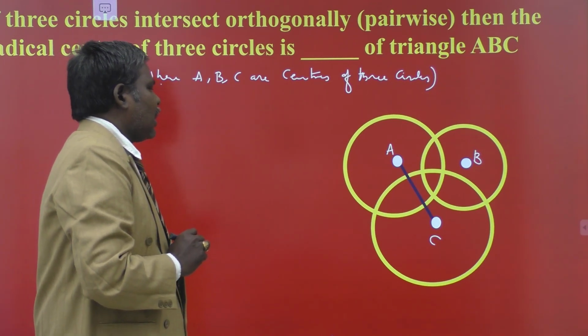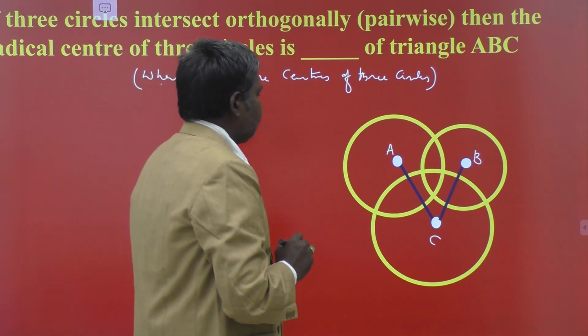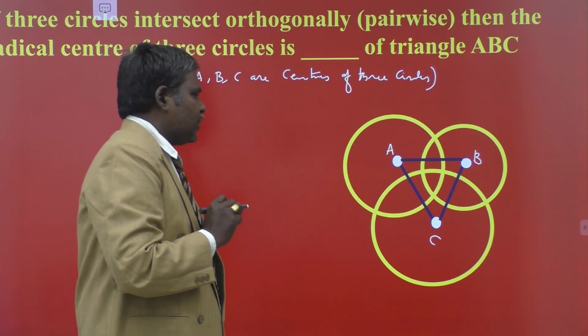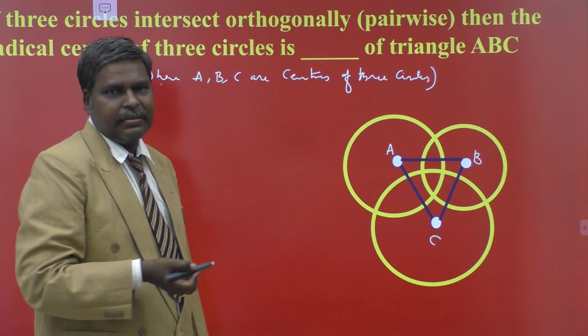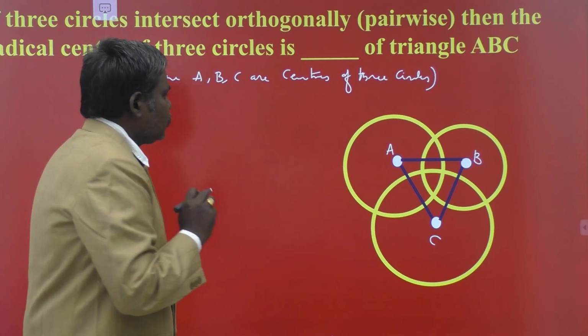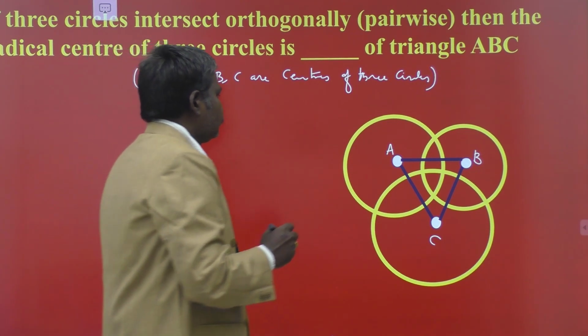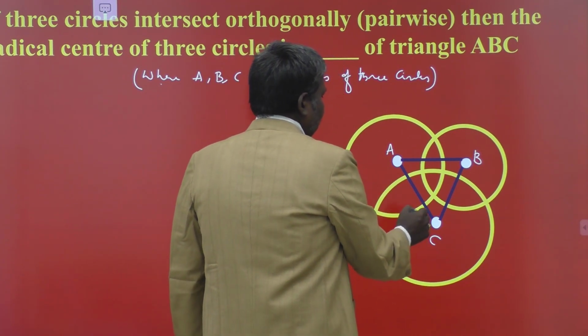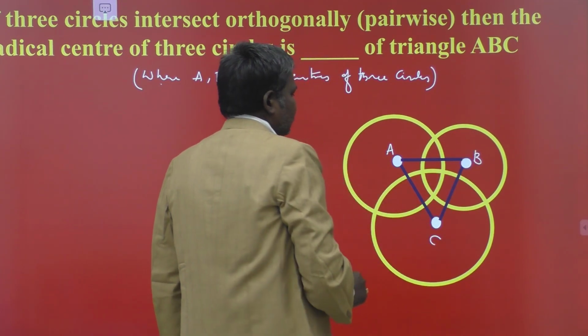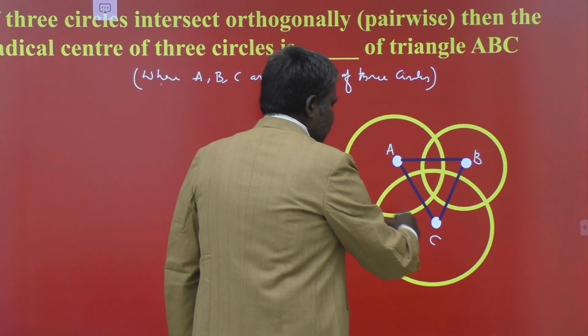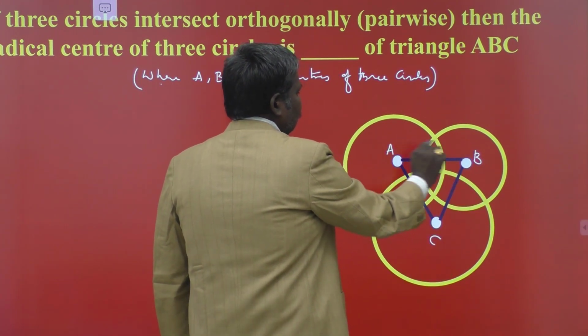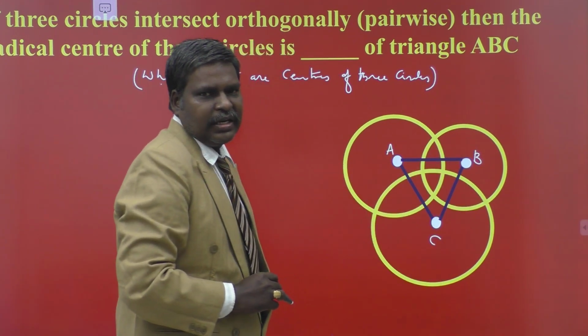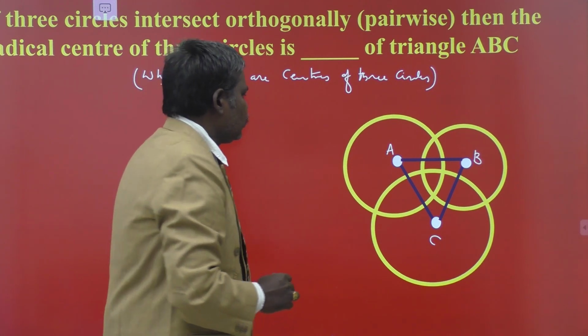This is the line joining ABC. We form a triangle. For this triangle, the radical center is what? So this is the question. Now these two intersect orthogonally as well as these two intersect orthogonally. We mean this is the circle intersecting orthogonally the two circles.